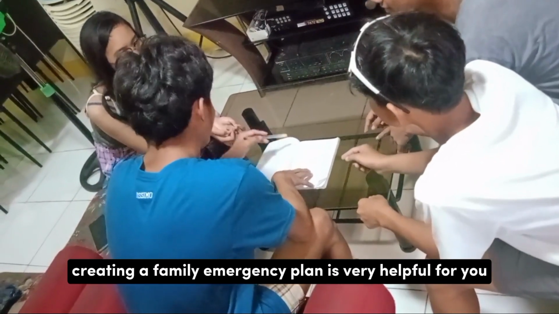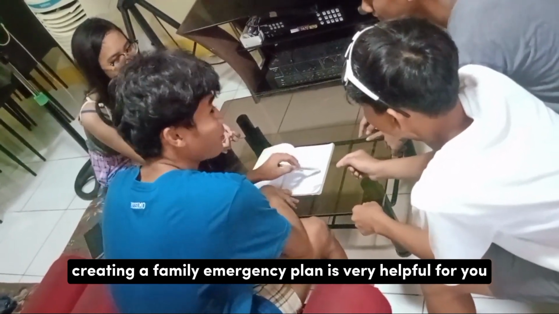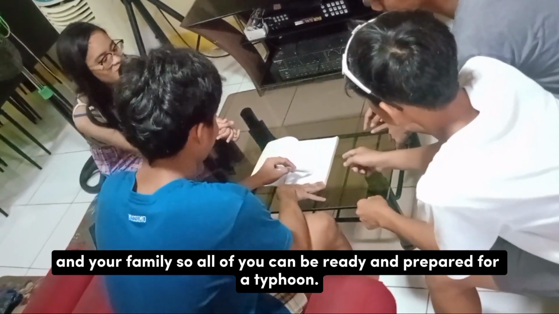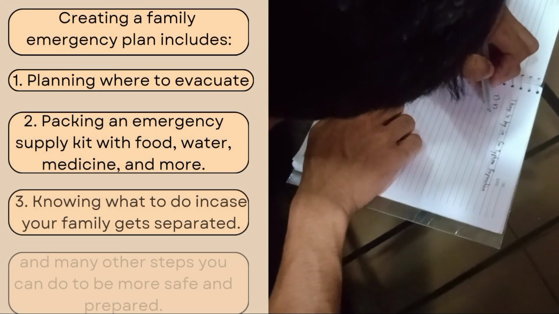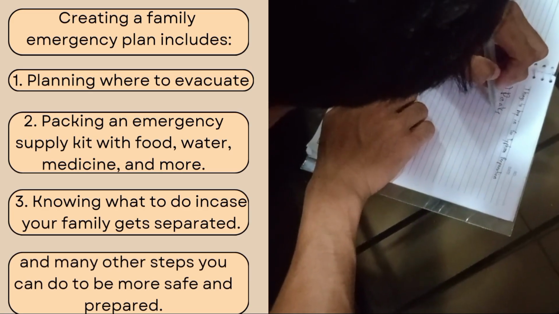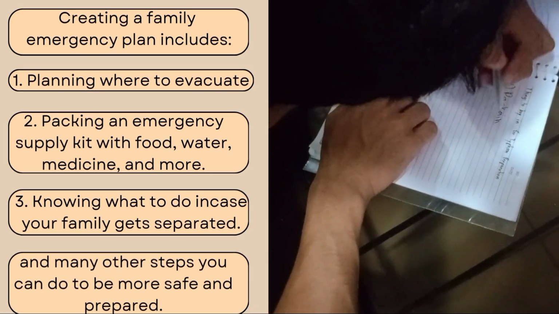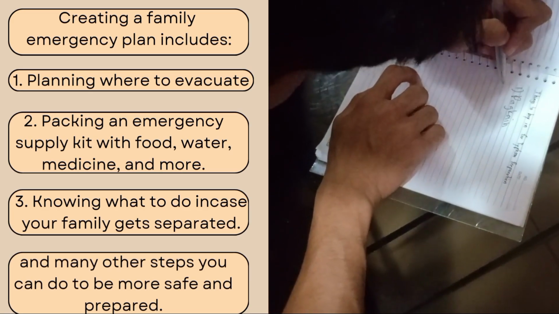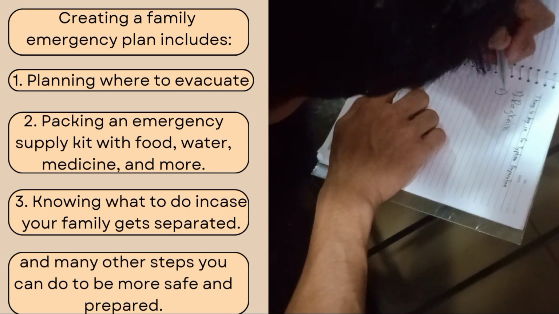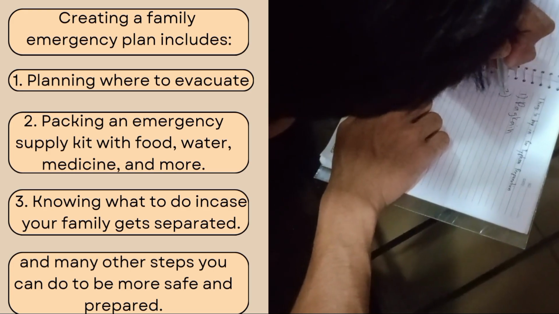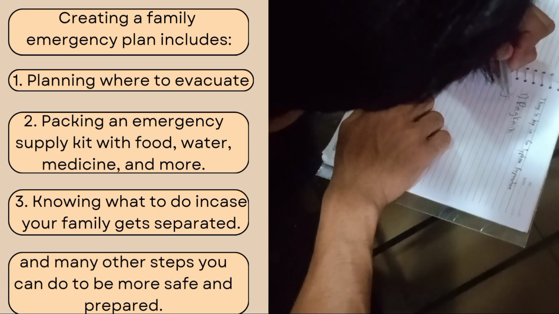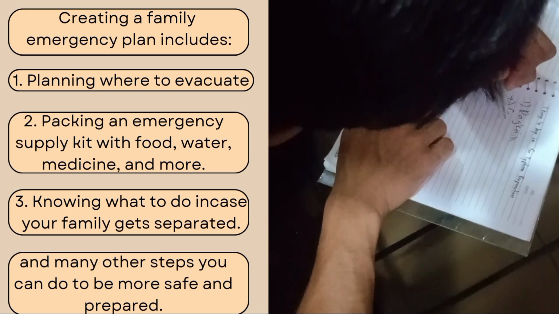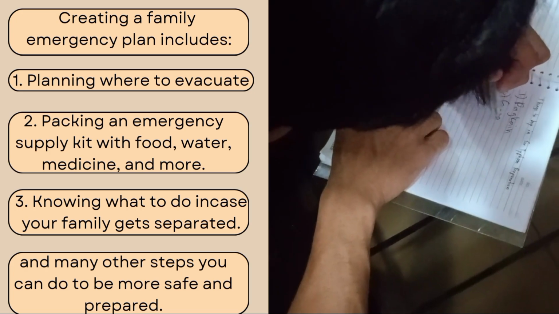Creating a family emergency plan is very helpful for you and your family so all of you can be ready and prepared for a typhoon. The process of creating a family emergency plan includes planning where to evacuate, packing an emergency supply kit with food, water, medicine, and more, knowing what to do in case your family gets separated, and many other steps you can do to ensure you are safe and prepared.